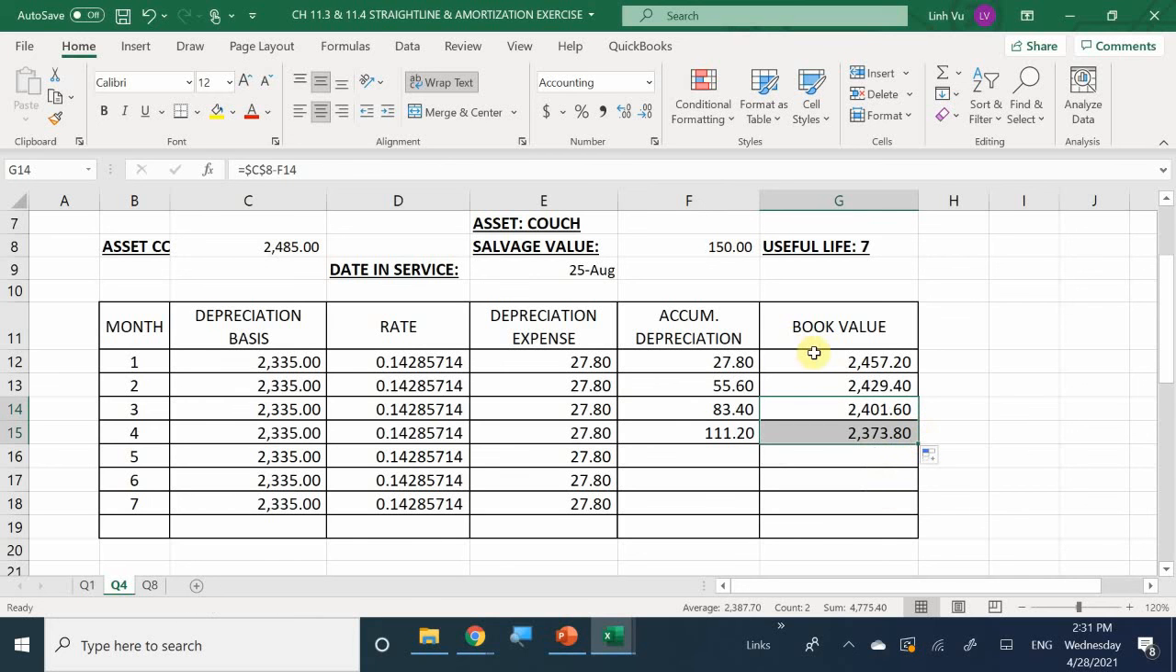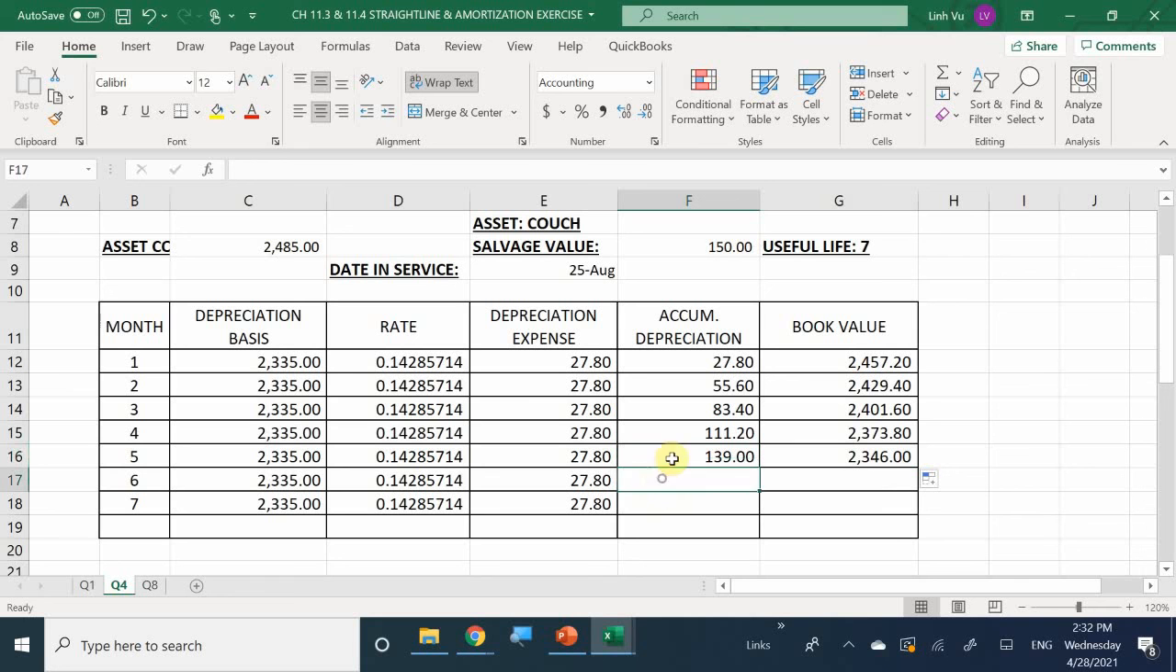So in this case, what is it? September, October, November, December. So now we're on the month of January. What's my accumulated depreciation as of January? 139. So then my book value as of January will be 23.46. 23.46 even. Good.